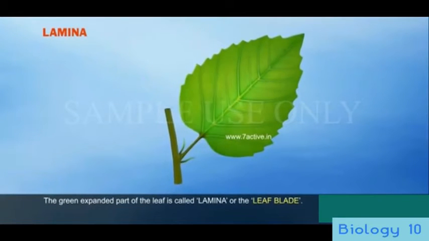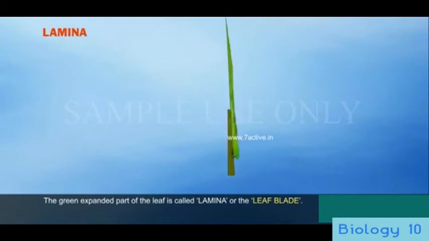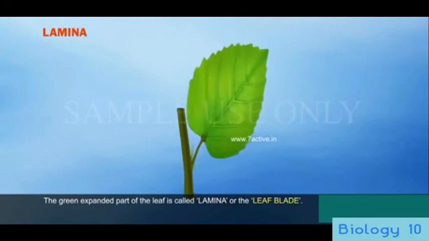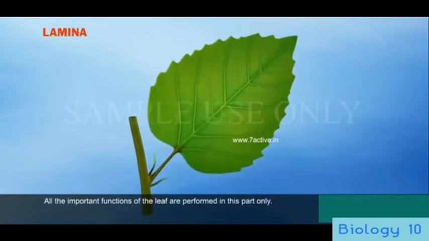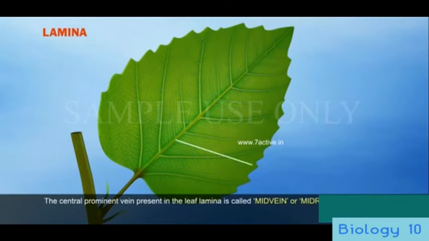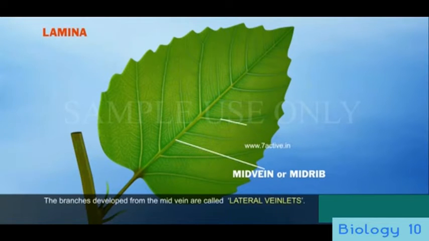Lamina. The green expanded part of the leaf is called lamina or the leaf blade. All the important functions of the leaf are performed in this part only. The central prominent vein present in the leaf lamina is called midvein or midrib. The branches developed from the midvein are called lateral veinlets.